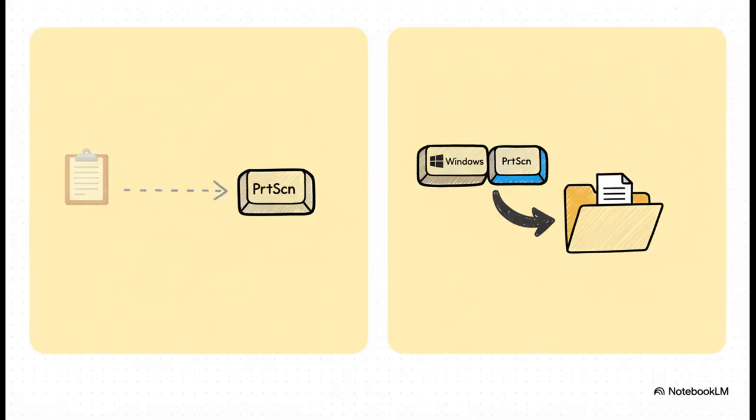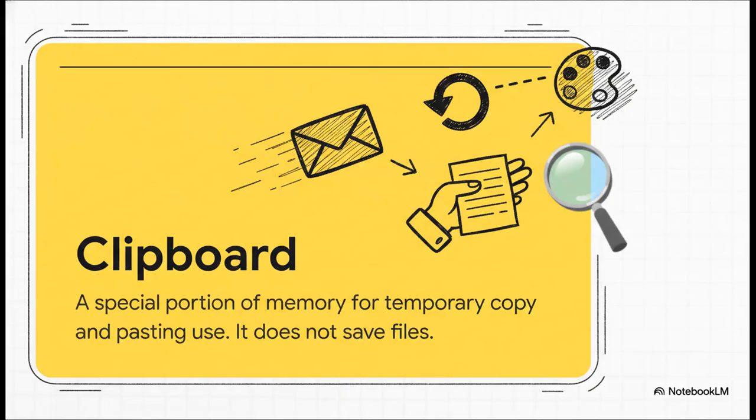And boom, right here, this is the heart of the mystery. If you just tap the Print Screen key by itself, you're not actually saving a file anywhere. You're just copying the image to a temporary holding space. But if you hold down the Windows key while you press Print Screen, that's the magic combo. Windows automatically creates and saves an image file for you. No extra steps needed.